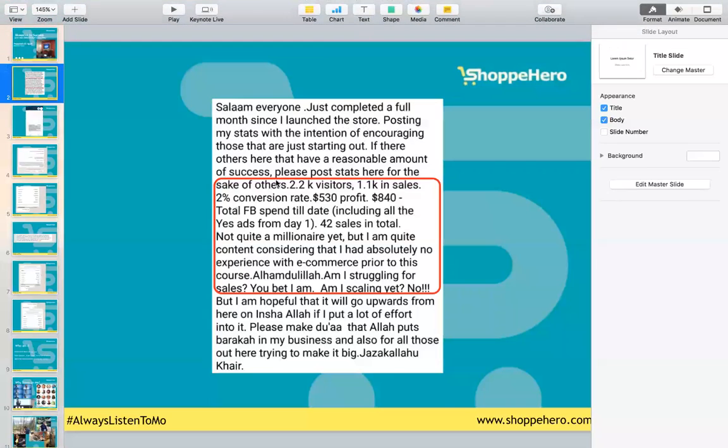Okay, so salam everyone, just completed, and by everyone because this was posted in our students group. So here you go. 2.2K visitors, so that's 2,200 visitors, 1,100 in sales, $530 profit, $840 spent on Facebook, with 42 sales in total. Not quite a millionaire yet, but I'm quite content considering that I absolutely had no experience with e-commerce. This is what I actually want to show you, that he had no experience with e-commerce prior to this.